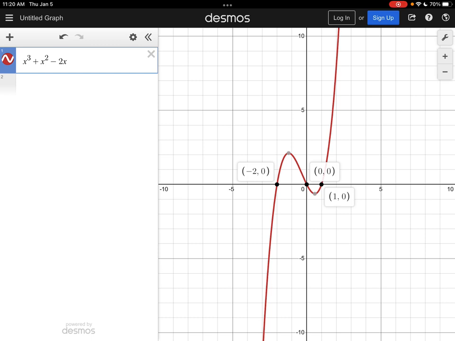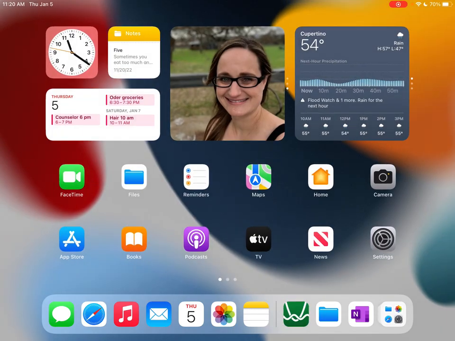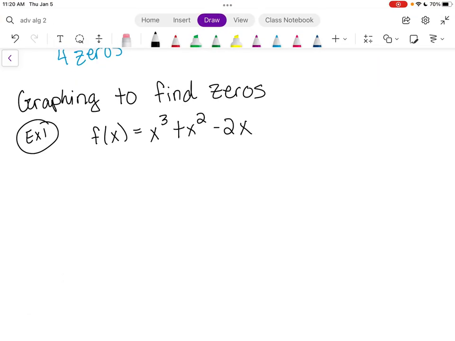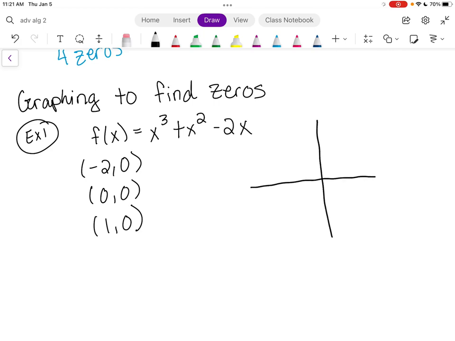So notice it's where the y value is 0. That's where the zeros are. It's where the function is equal to 0. So it'd be -2, 0, and 1. So our zeros would be at the points (-2, 0), (0, 0), and (1, 0). And let's go ahead and graph that just for our notes so that we have a sketch of what that graph looked like.